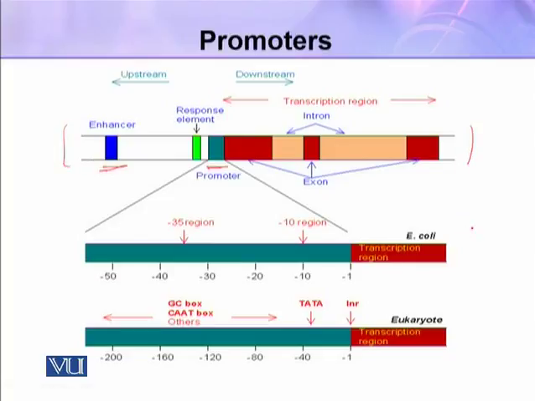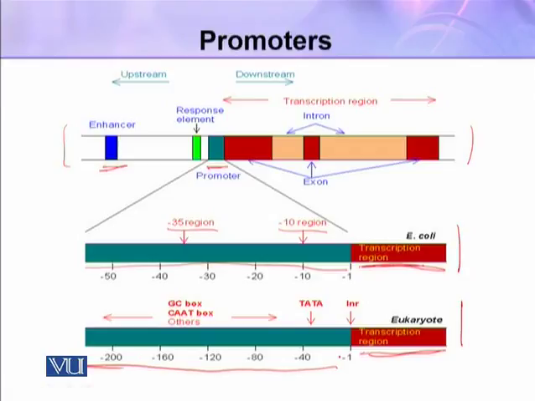So if you see the structure of a promoter in prokaryotes, this is the transcription region, this green one is the whole promoter. It has a -10 region and a -35 region, while in eukaryotes this is the transcription region and this whole is the promoter, and this promoter contains the initiator, TATA box and some other elements like GC box or CAAT box. So this is the structure of promoters.